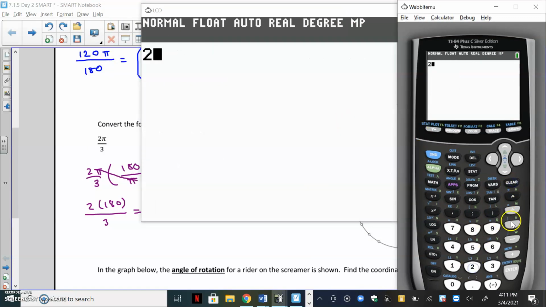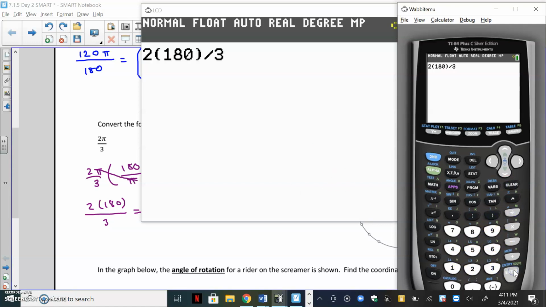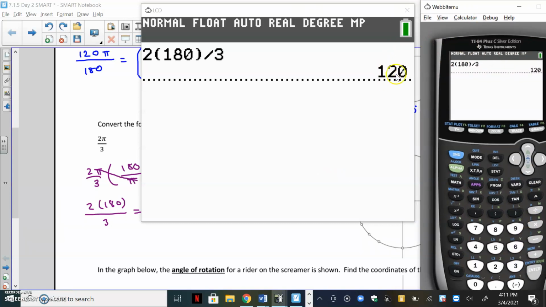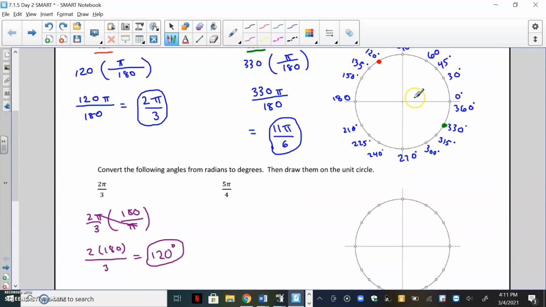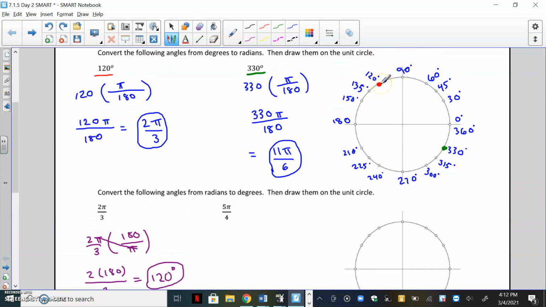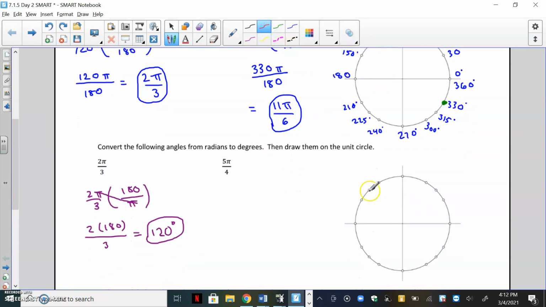2 times 180 over 3. Oops, I did not type that right. Let's try that again. We get 120. So that tells me that 2 pi over 3 in degrees is 120. And I know from up here that that's going to be this first dot after 90, so I'm not going to bother to relabel all of them.